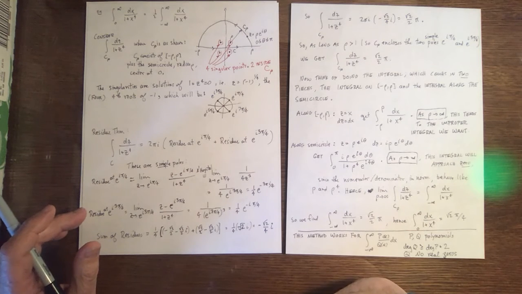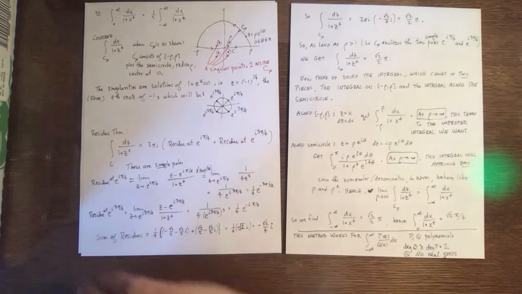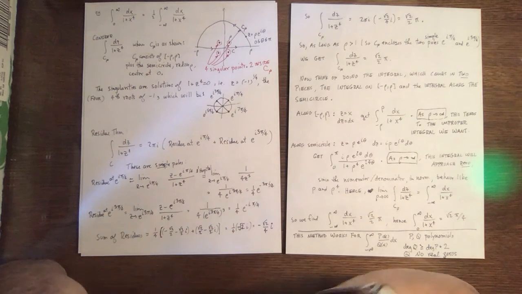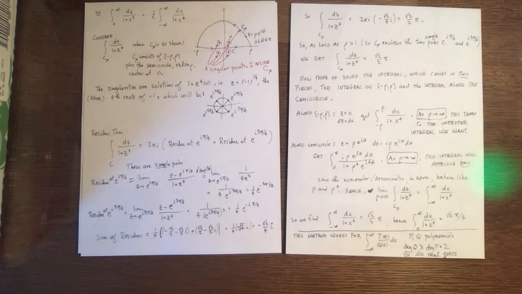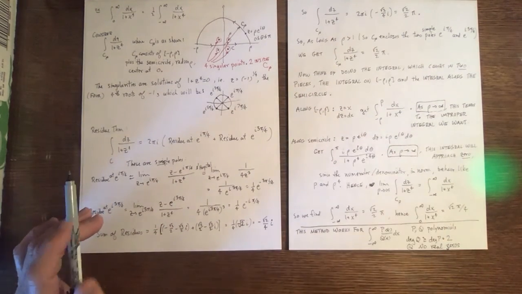Now again, you could solve this by Calc 2 methods, but you have to factor 1 plus x to the 4th into the product of two quadratic terms. And then you could use partial fractions and trig substitutions and so on, and eventually get an answer. But here we're going to do it with complex methods.